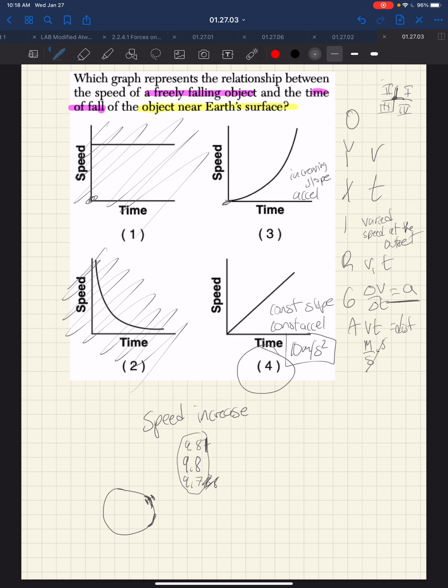So again, if it's near the surface of the Earth, g changes so little, so the acceleration will be constant, and that's choice 4.